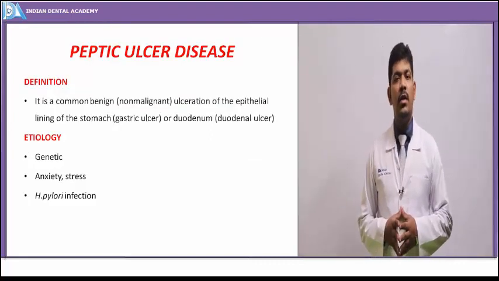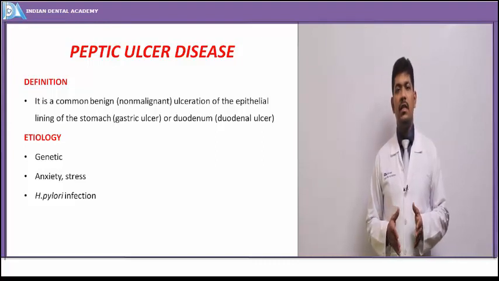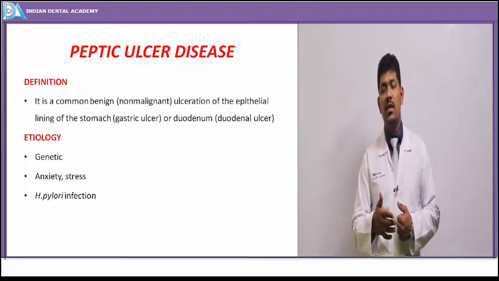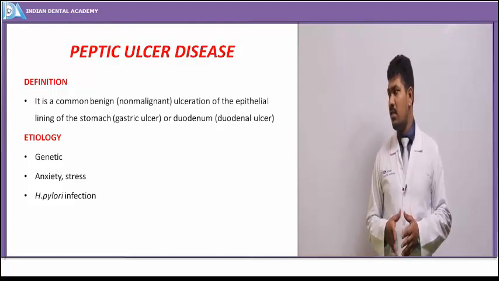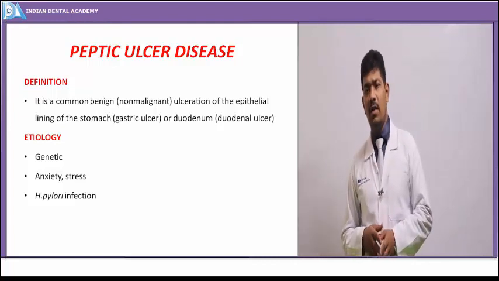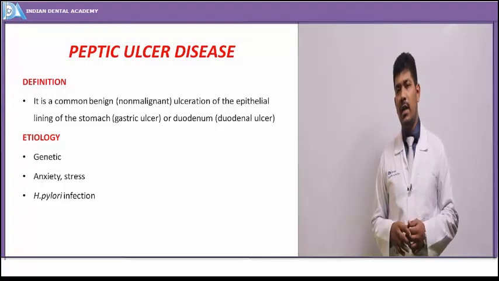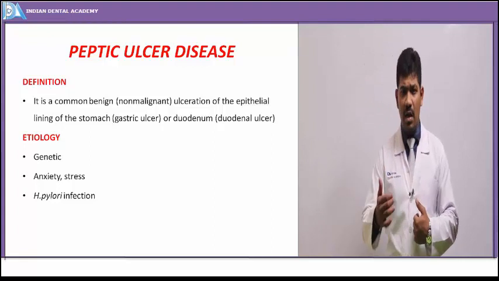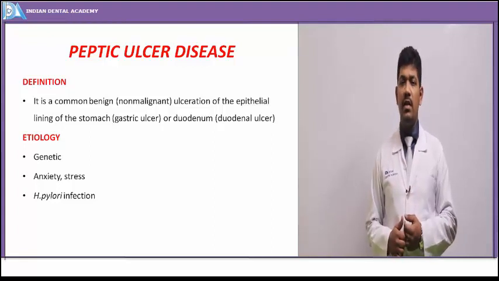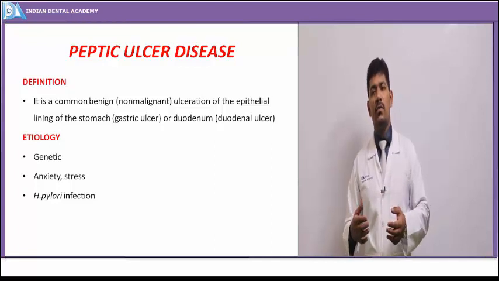So the next common disorder affecting the GIT is peptic ulcer disease, which in simple terms is a severe form of erosion seen in the GIT. It is basically a benign ulceration which affects the epithelial lining of the stomach, or the gastric lining, partially or fully involving all the layers of the gut. Depending upon the type of ulcer, the severity, or the frequency with which the patient presents with peptic ulcer disease, it may involve only a few layers of the stomach lining, or all the layers.